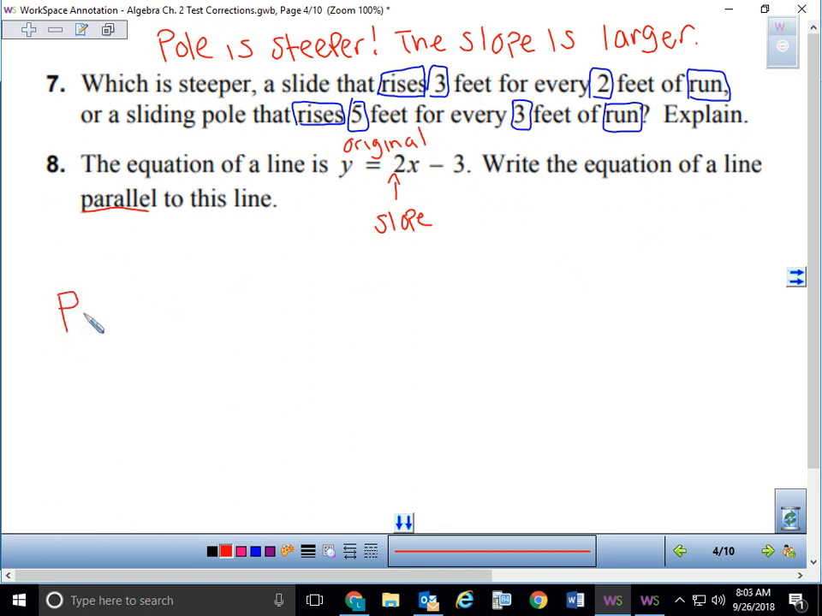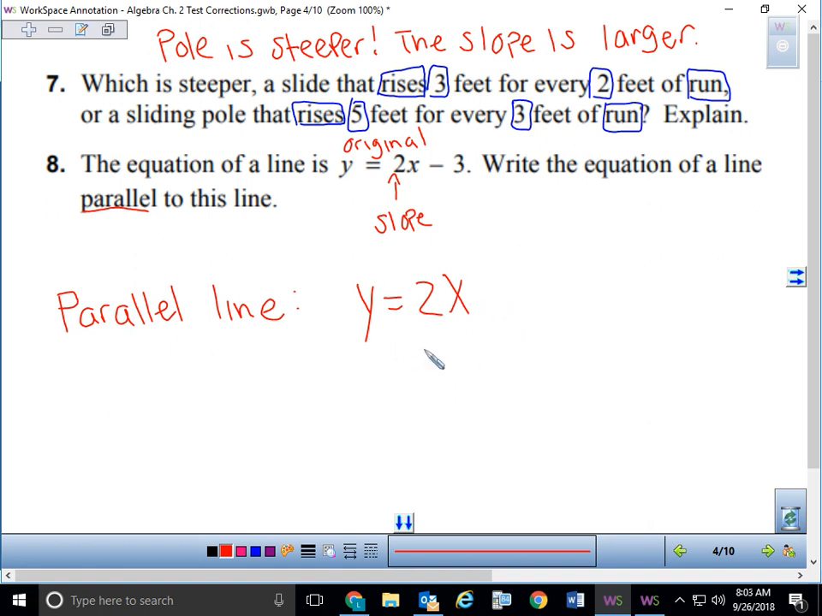So I'm going to say parallel line, and I'm going to say y equals, well, the slopes have to be the same, so it would be 2x. Now, it doesn't matter what the y-intercept is as long as it's not the same as the original. Because if it was the same, then you just rewrote an equation and those two lines are the exact same line. They're not parallel. They would be intersecting at every single point. So you can leave your equation like this, or you can make up some other y value, as long as it's not -3, then you're fine.